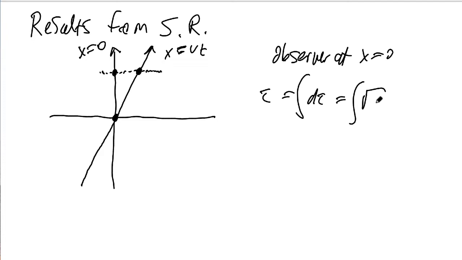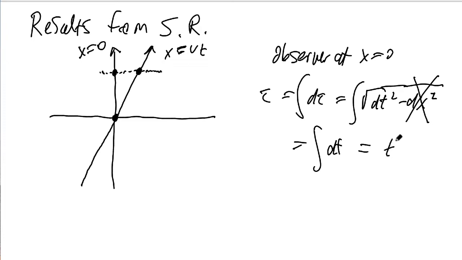using the line element for flat two-dimensional space-time, we have square root of minus dt squared minus dx squared. But the change in x between these two events is 0, right? So this is just the integral of dt, which is just t. So the t values along this coordinate axis are measuring proper time for this observer.